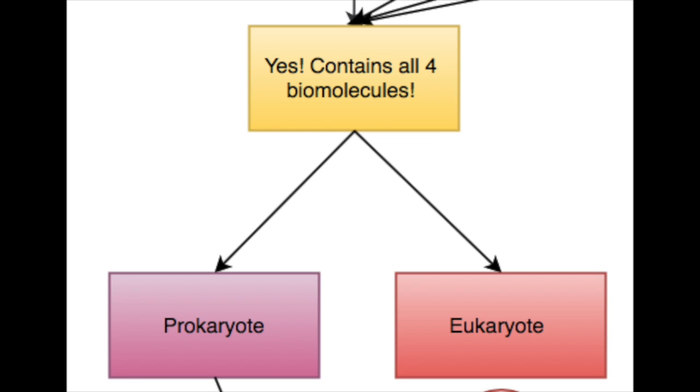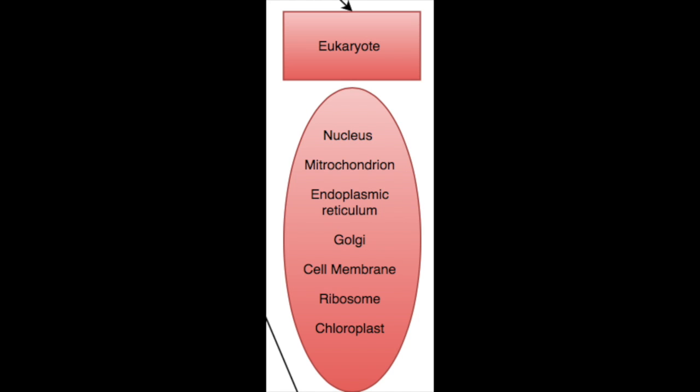Prokaryotic cells are smaller with a typical size of 1 to 10 micrometers. Eukaryotic cells are bigger with a typical size of 10 to 100 micrometers. There are 7 main organelles found in the eukaryotic cells that have specific functions and ways to identify.